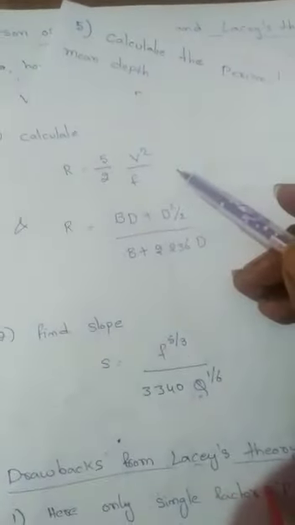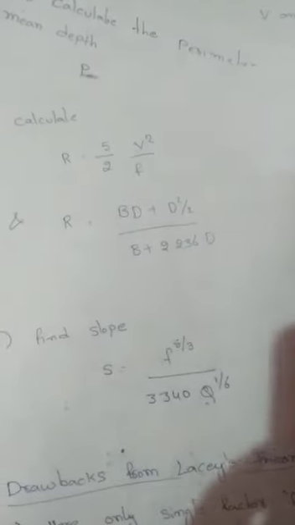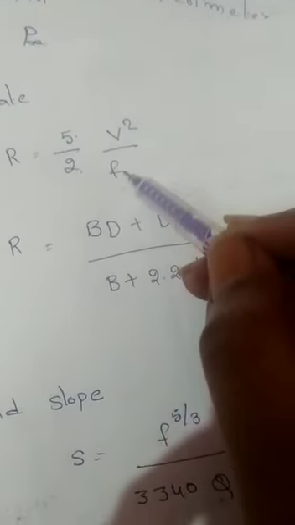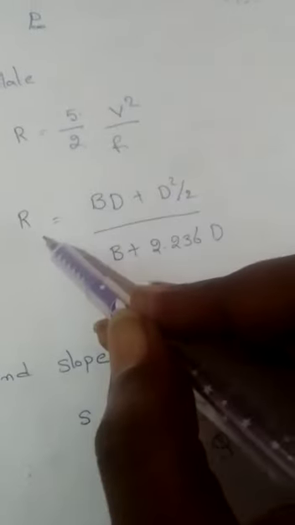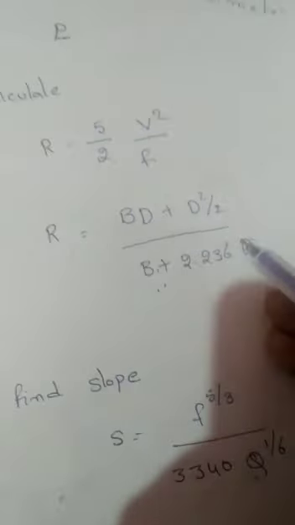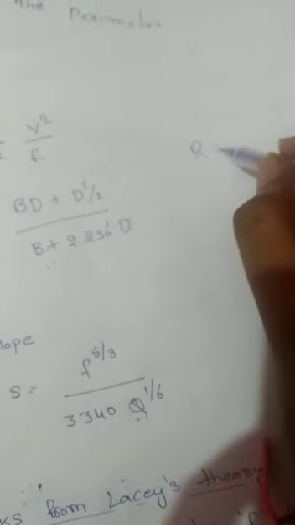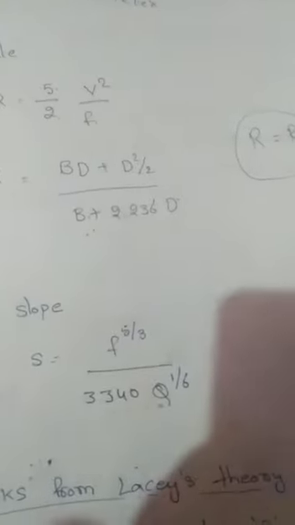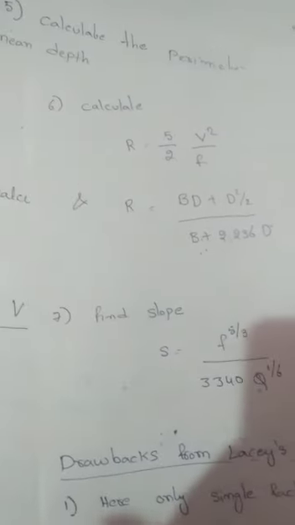Finally, in the next step, we calculate two kinds of hydraulic mean depth. The first one is R equal to 5 by 2 into V squared by F, where V is the velocity and F is the silt factor. Again, calculate the hydraulic mean depth as (BD plus D squared by 2), which is A, divided by P, the perimeter, B plus 2.236 D. Once the two R values are equal, only then will this section be adoptable. Otherwise we have to check again from step 1 to step 5.